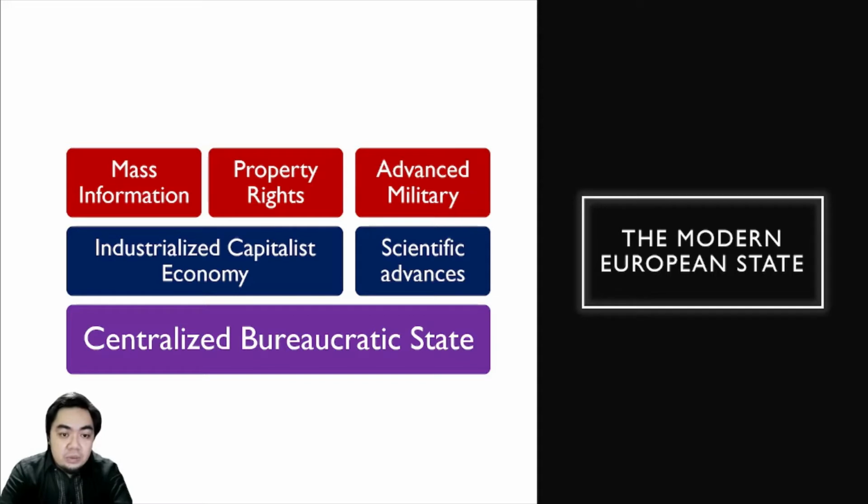So in this regard, we can see that at the core of the modern European state is the idea that there is a clear hierarchy of power, a clear political hierarchy that is the backbone of their modern state, followed by the creation of an industrialized capitalist economy, which naturally evolved from the mercantilist economies of the 1500s all the way to the 1700s.